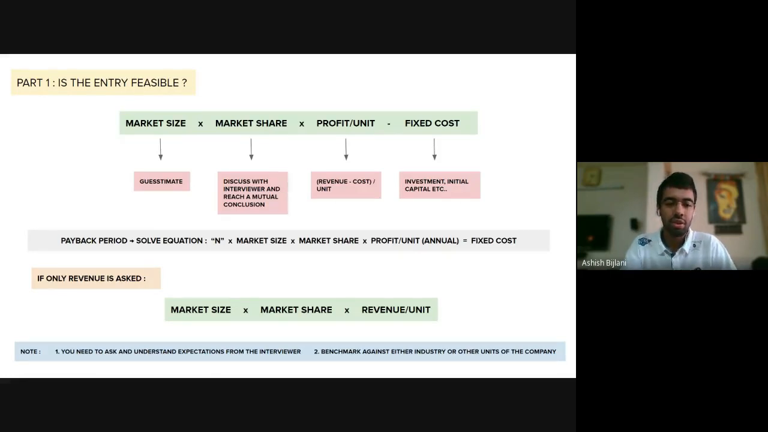So, a simplification is already presented on your screens right now. In your profit per unit category, you drop the cost, fixed cost gets dropped. So, you're left with basically market size times market share times revenue per unit. I think this should be pretty straightforward.